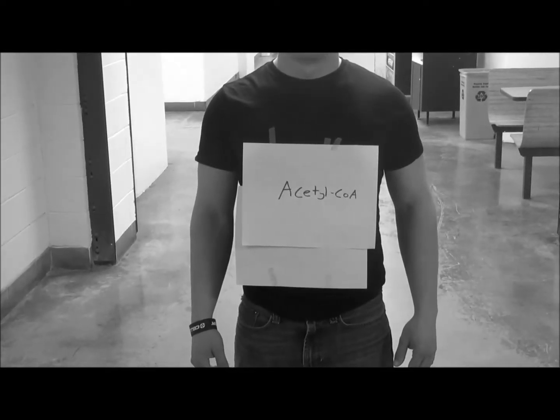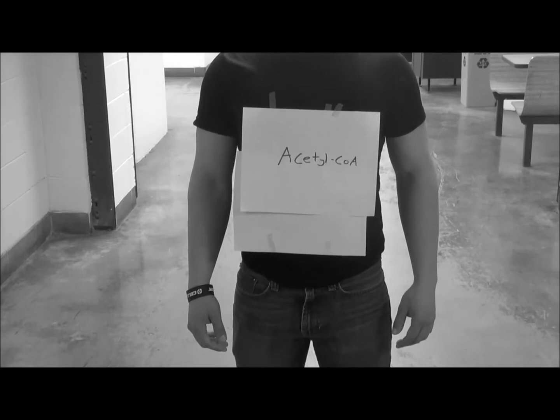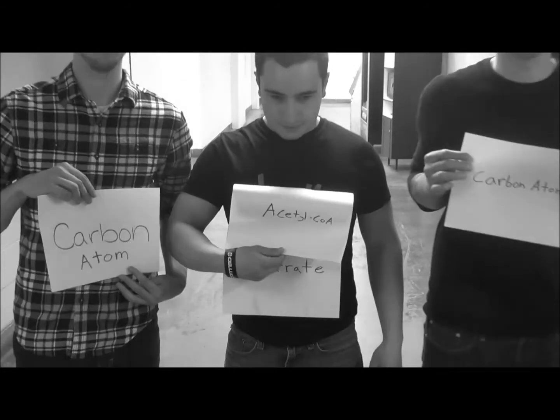At the Krebs cycle, the acetyl CoA combines with two carbon atoms and creates the first enzyme of the cycle, citrate.